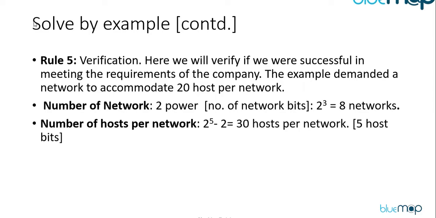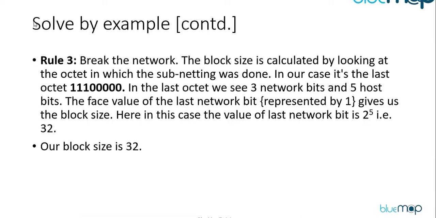In the last octet, what do we have? Our last octet looks something like this: 1 1 1 0 0 0 0 0. 3 ones and 5 zeros. So 3 ones, now 2 raised to 3, just calculate how many ones you have. You have 3 ones, so 2 raised to 3, that will be 8 networks, and 5 zeros, so 2 raised to 5, that would be 32.